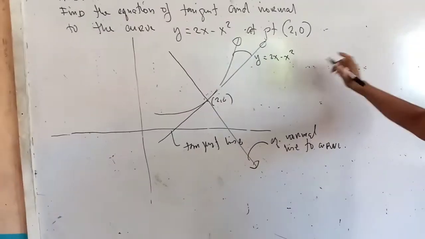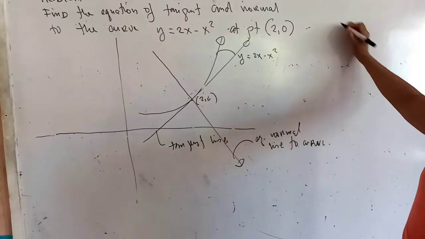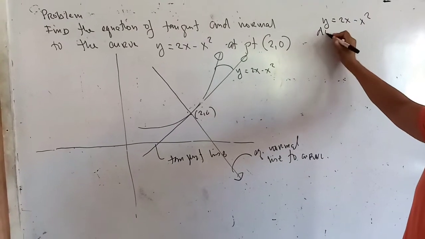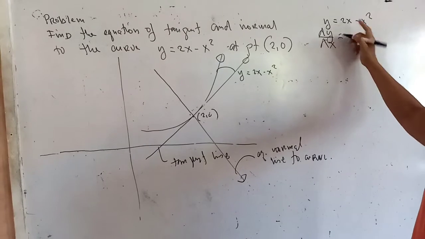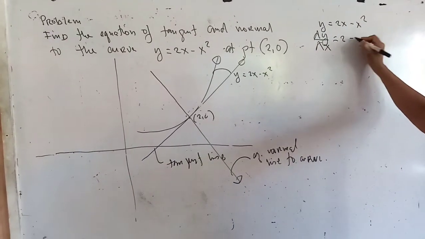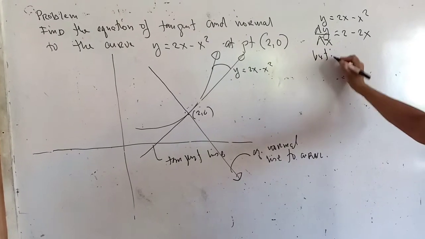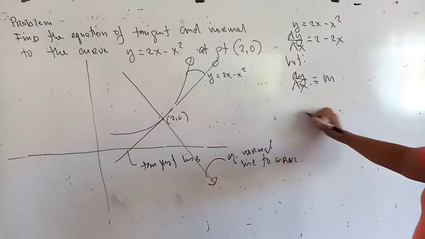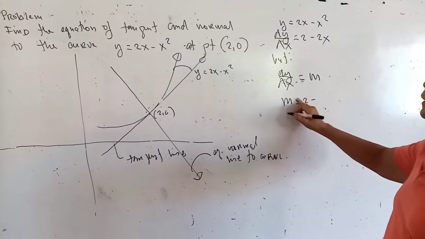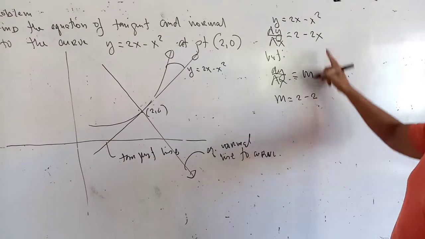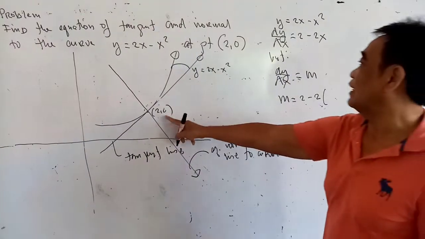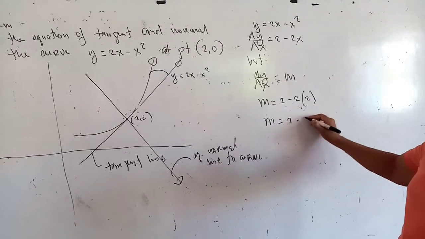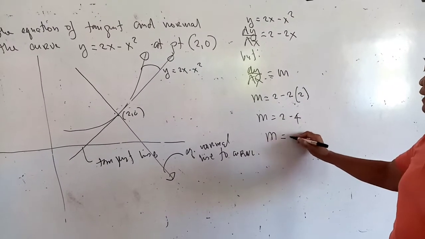Now, to derive the equations of the tangent and normal, of course, you have to consider the equation of the curve, 2x - x². If you take the derivative of y with respect to x, the derivative will be 2 - 2x. According to calculus, the differentiated equation dy/dx is equal to the slope. So the slope will be 2 - 2x, where x, the point of intersection, is -2. So it will be 2 minus 2 times -2, which is plus 4, or your slope is 6.